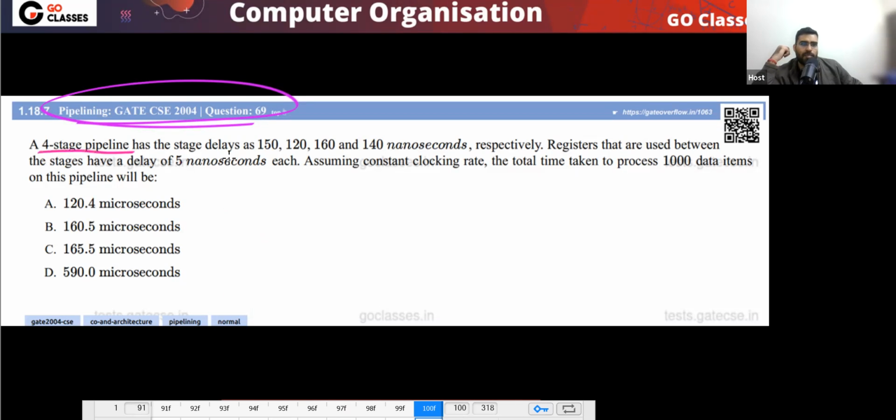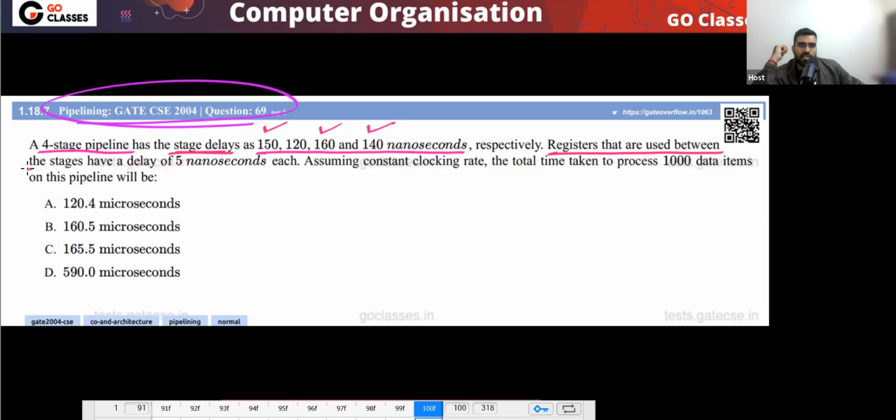A 4-stage pipeline has the stage delays 150, 120, 160. So there is a 4-stage pipeline, and these are the stage delays, like how much time every stage is taking. For example, the first stage needs 150 nanoseconds to complete its work, this stage needs 160 nanoseconds, and the last stage needs 140 nanoseconds. The registers that are used between the stages have a delay of 5 nanoseconds each.